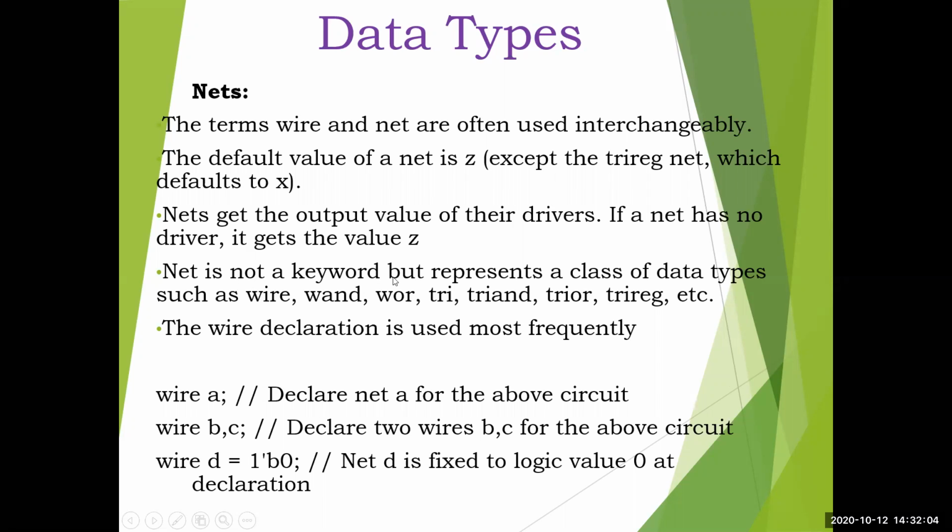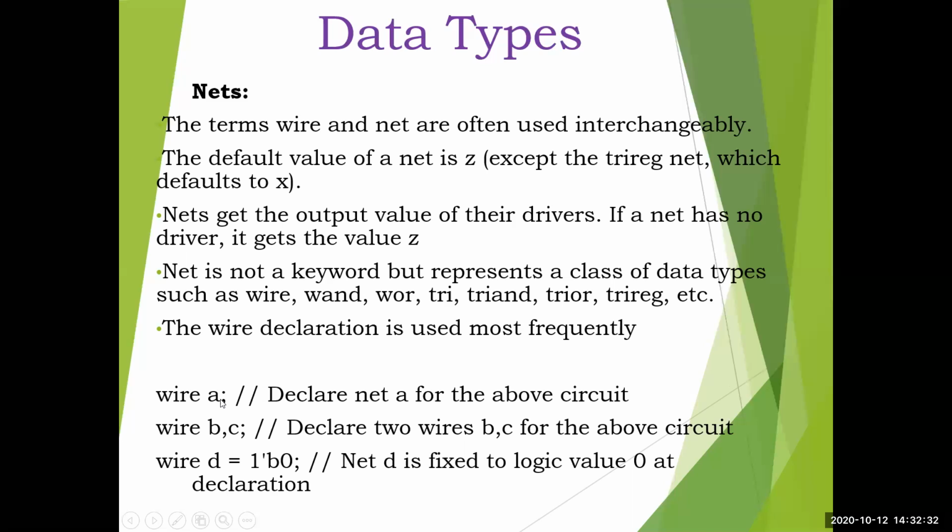Net is not a keyword but represents a class of data types such as wire. Wire is frequently used, which is why I have shown wire. Along with that, there are wand, wor, tri, or tri register, etc. All these data types come under the category of nets, so that's why it is used interchangeably. The wire declaration is used most frequently.